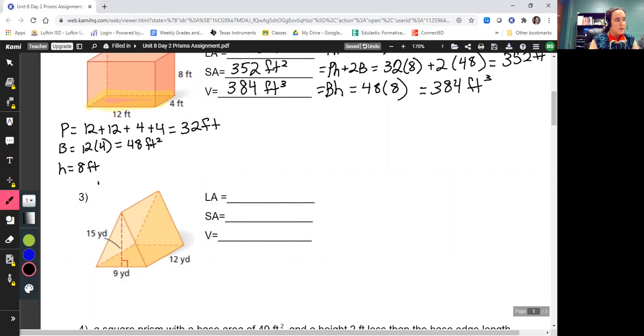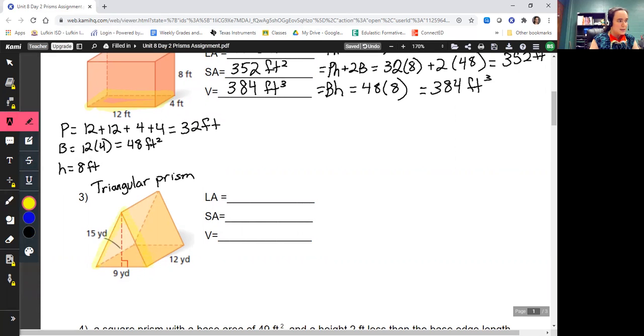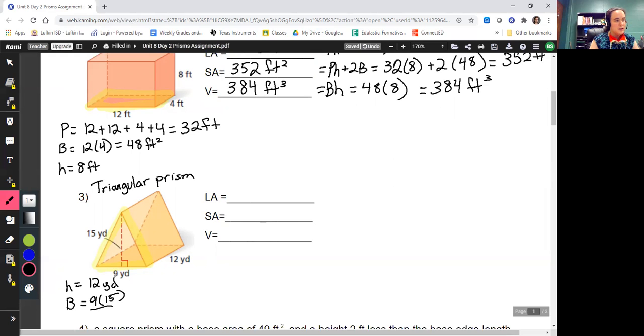And number 3, we have a triangular prism. So our base is our triangle. So this is our base. So we know our height for our prism is 12 yards. We can find the area for our triangle, base times height of the triangle, so 9 times 15 divided by 2. And we get 67.5 yards squared.